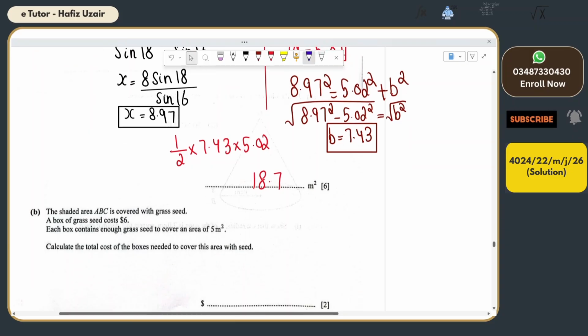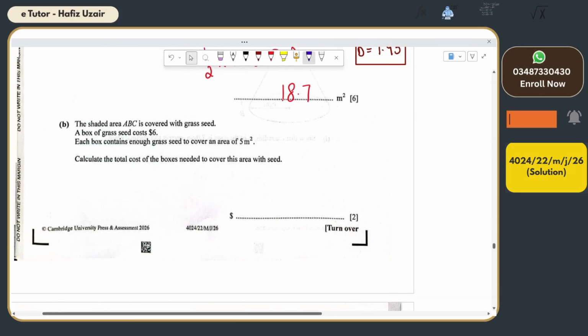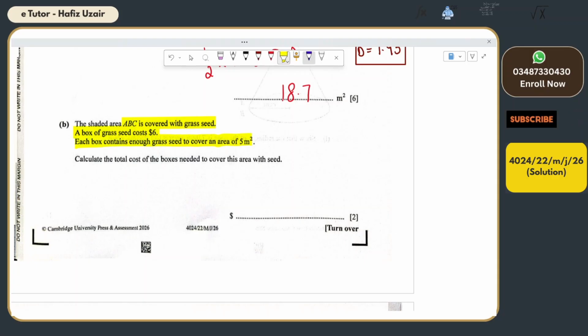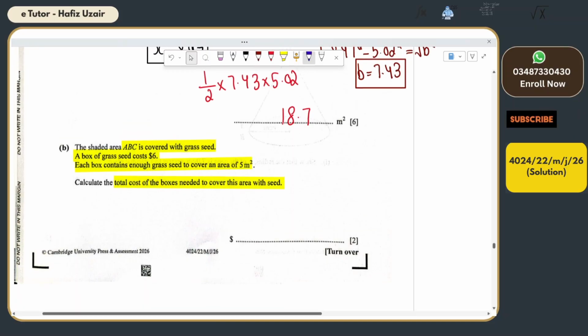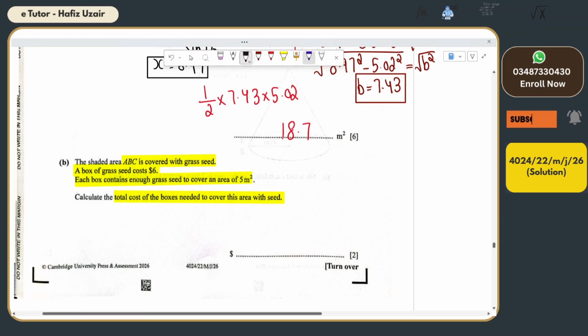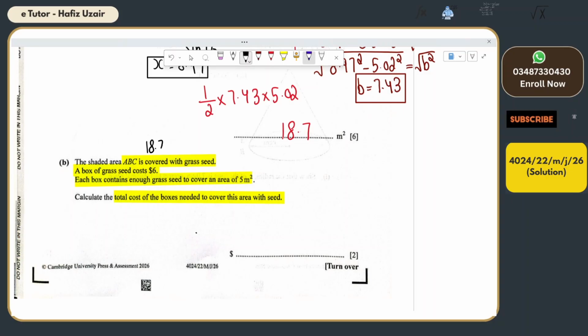Hopefully you understand this. Now the shaded area ABC is covered with grass seed. A box of grass seed costs $6, and each box contains enough grass seed to cover an area of 5 centimeters squared. Calculate the total cost of the boxes needed to cover this area with seed. Which area do we need to cover? We need to cover the shaded area, and the area of the shaded part is 18.7 centimeters squared. First of all, we need to find how many boxes we need.